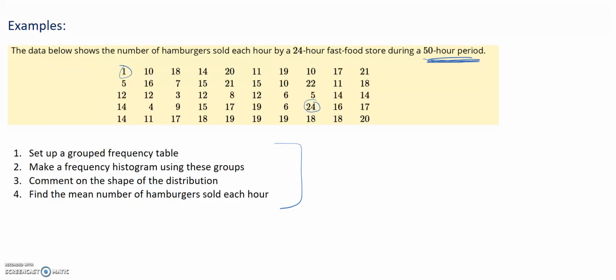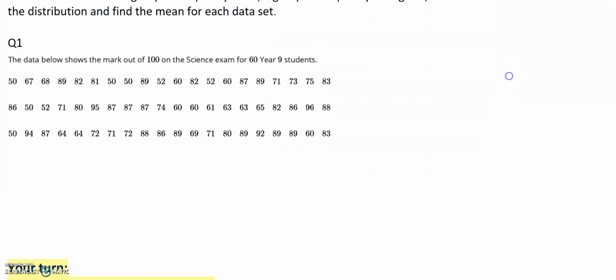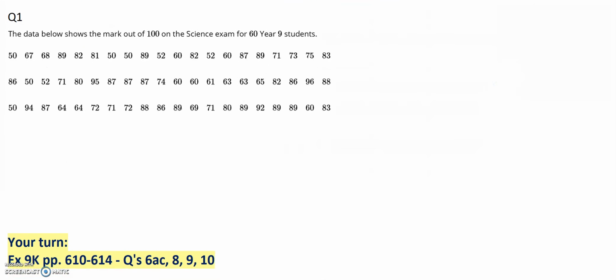Okay, so let's do an example together, the next example, which is that one. The data below shows the marks out of 100 on the science exam for 60 Year 9 students. All of these are the marks that 60 Year 9 students got. So if you count all of them, there's 1, 2, 3, 4, 5, 6, 7, 8, 9, 10, 11, 12, 13, 14, 15, 16, 17, 18, 19, 20, 20 by 3, 60. So the total is 60 data values.